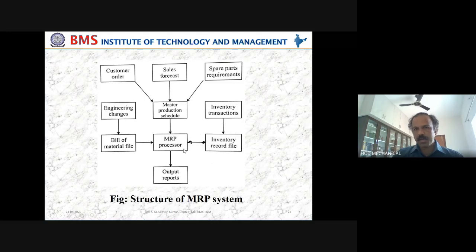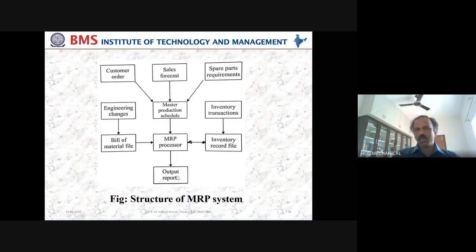The inputs to this MRP processor are given by the master production schedule, the bill of material file, and the inventory record file. These are the inputs to the individual things. So first understand that the MPS, BOM, and inventory record file are the three inputs to your MRP processor. MRP takes the input from these three and processes the MRP, and it gives some output reports.